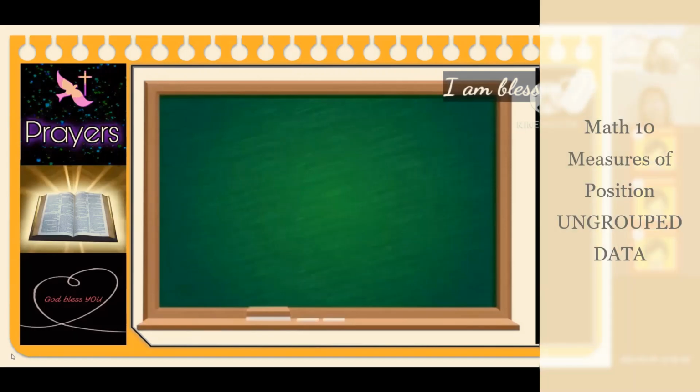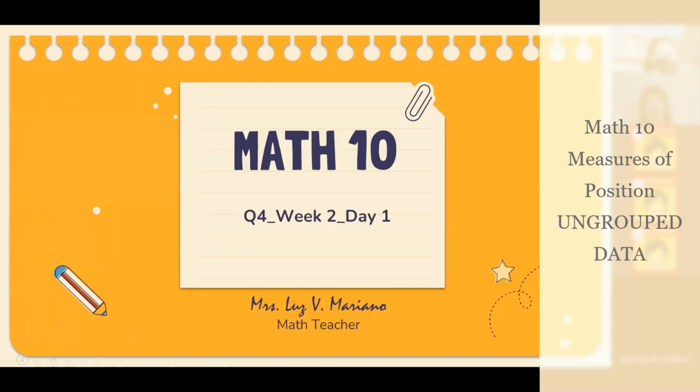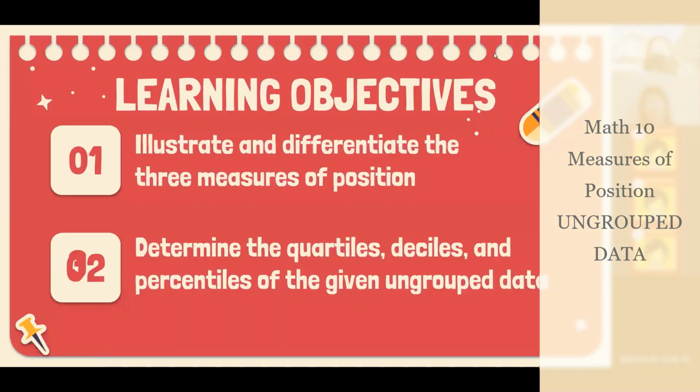We are now on week 2 of fourth quarter. So, quarter 4, week 2, day 1. It's a continuation of last week about the measures of position. So, number 1, illustrate and differentiate the 3 measures of position. And number 2, determine the quartiles, deciles, and percentiles of the given ungrouped data. So, ungrouped data.